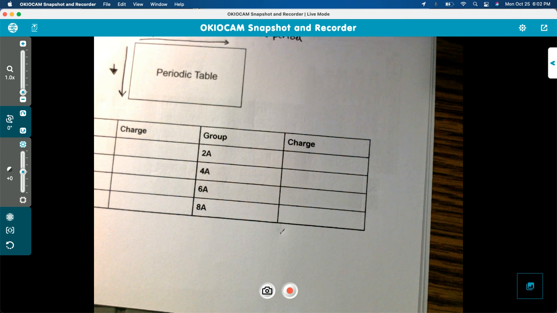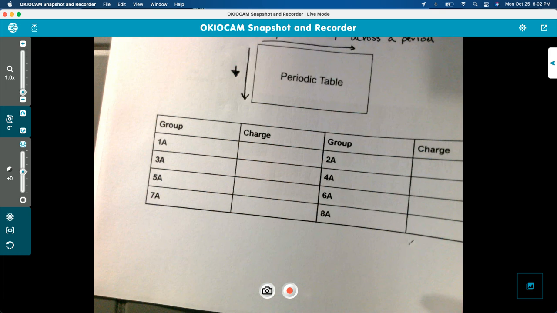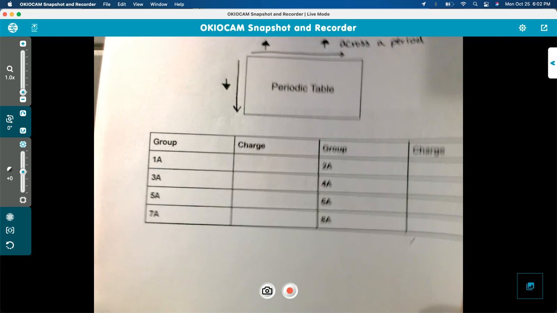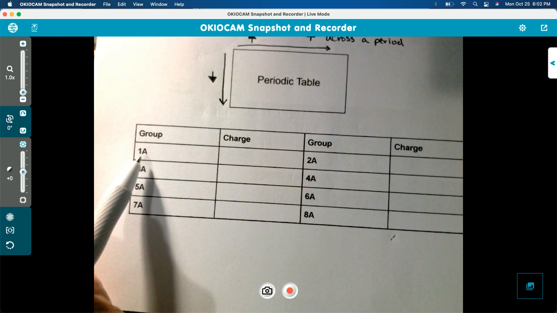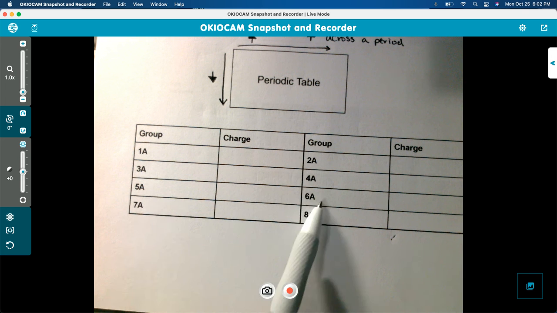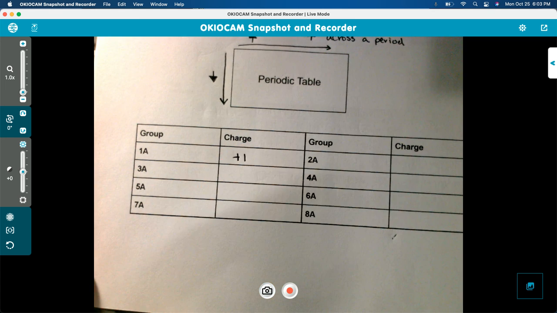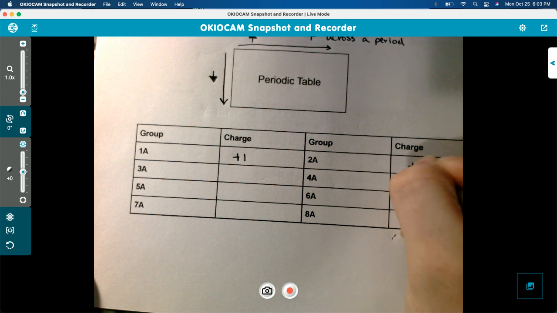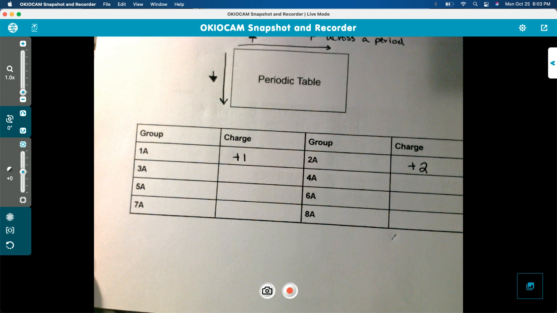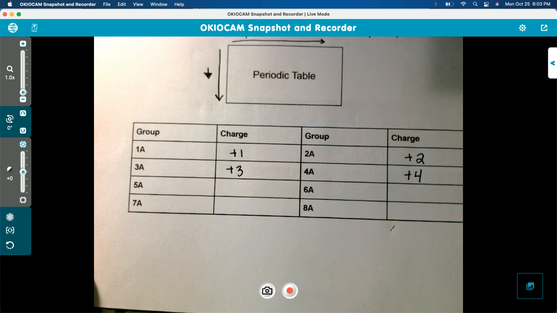Something else that the periodic table helps us with is the group numbers in the s and p orbitals, the 1A, 2A, 3A, 4A, 5A, 6A, 7A, 8A that I had you circle a while ago. They are actually important for our charges. So if it is in group 1A, the ion has a charge of +1. If it is in group 2A, it has a charge of +2. If it's in group 3A, it has a charge of +3. 4A gets a charge of +4.